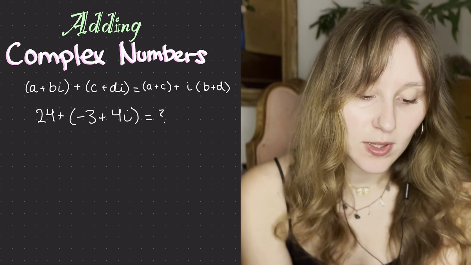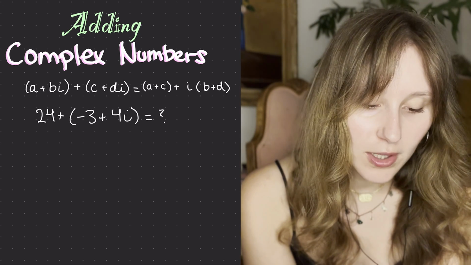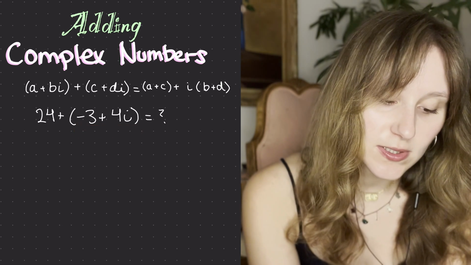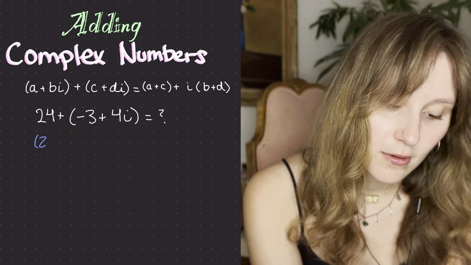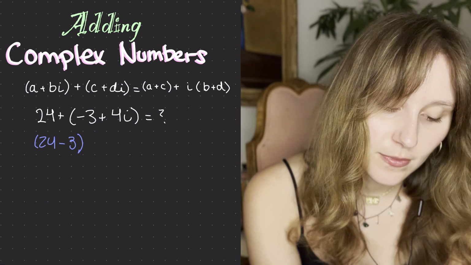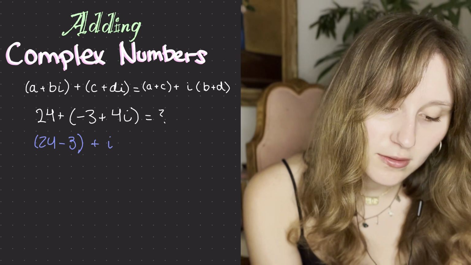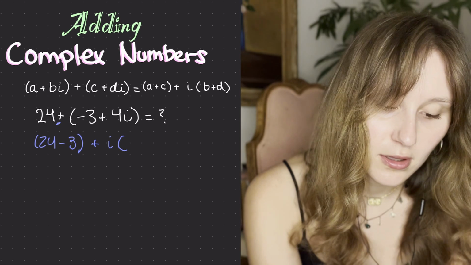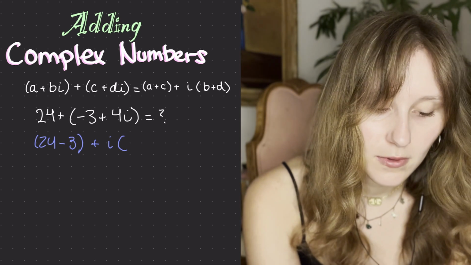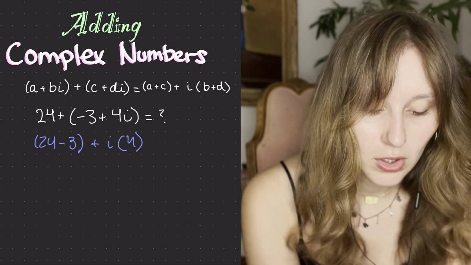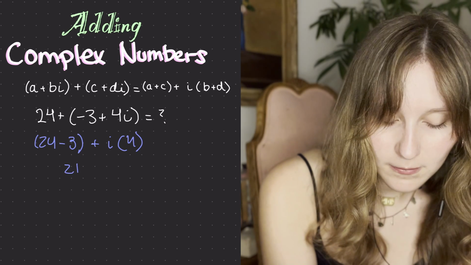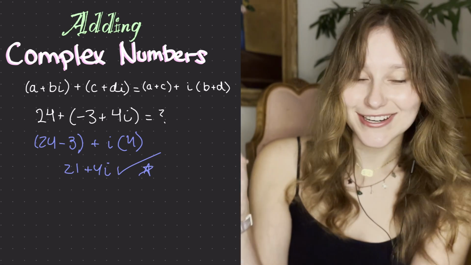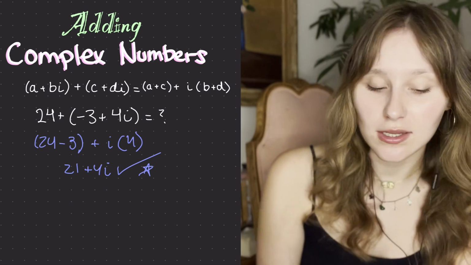So let's do this next one. We have one complex number and another complex number. So let's do the real parts first. 24 minus 3 plus i. Then we do c plus d, which is going to be, there's no c here, so it's just going to be 4. Okay, so we do 21 plus 4i, and that is our final answer. Okay, so that's adding complex numbers.